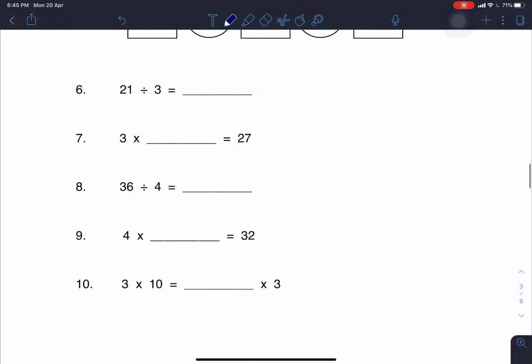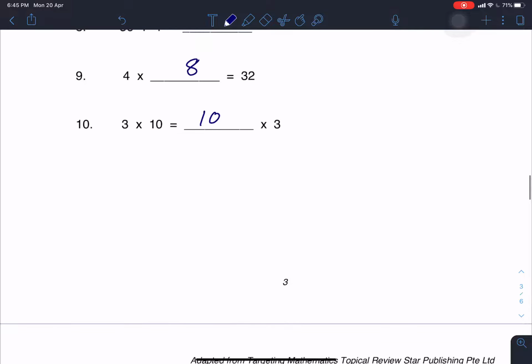For this question, 21 divided by 3 gives you 7. 3 multiplied by 9 gives you 27. 36 divided by 4 gives you 9. 4 multiplied by 8 gives you 32. Now 3 multiplied by 10 is also the same as 10 multiplied by 3.